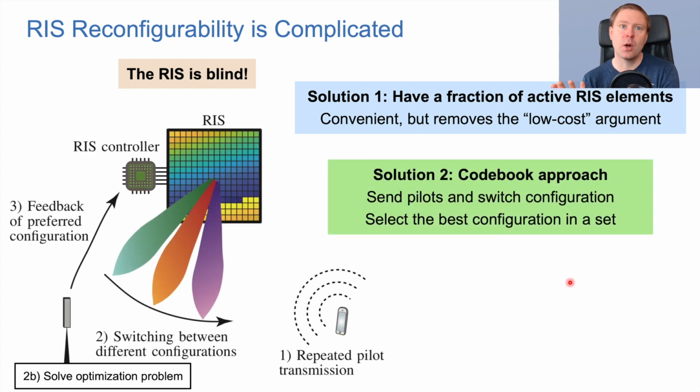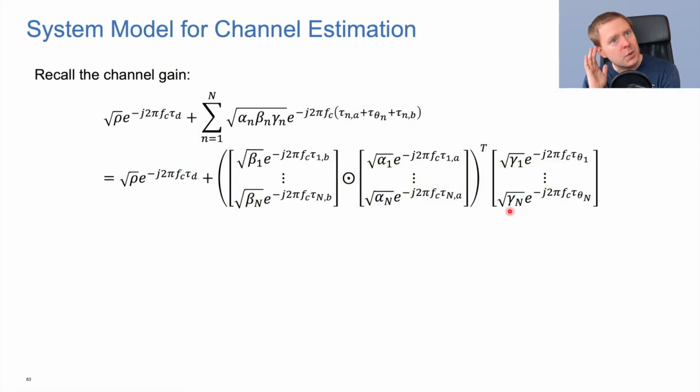And that can be done on the codebook level. So we can have a user here that is repeating a known signal, a so-called pilot signal, and then we let the surface cycle through some different configurations. For each configuration, the base station is measuring the channel quality, then it solves an optimization problem to figure out what configuration is preferable, then it feeds back this information to the RIS controller. In that way we are switching through configurations, find the best configuration, and then we utilize it.